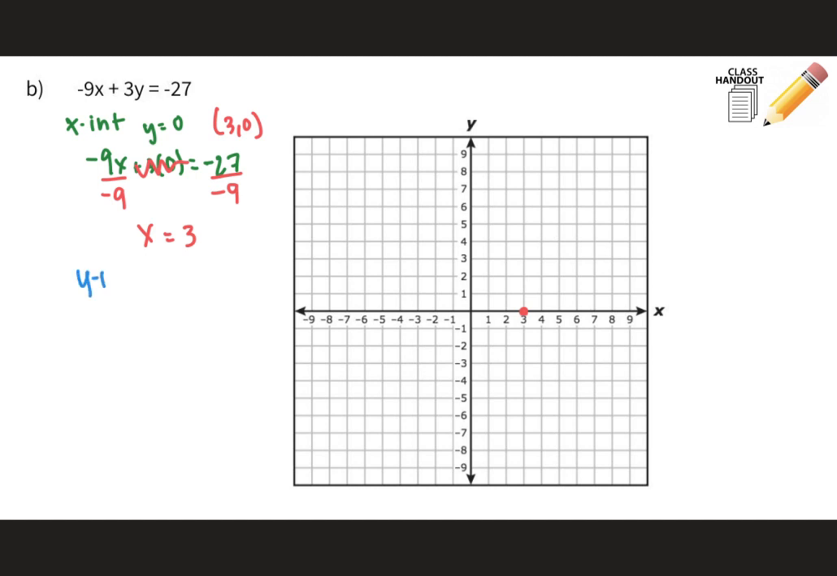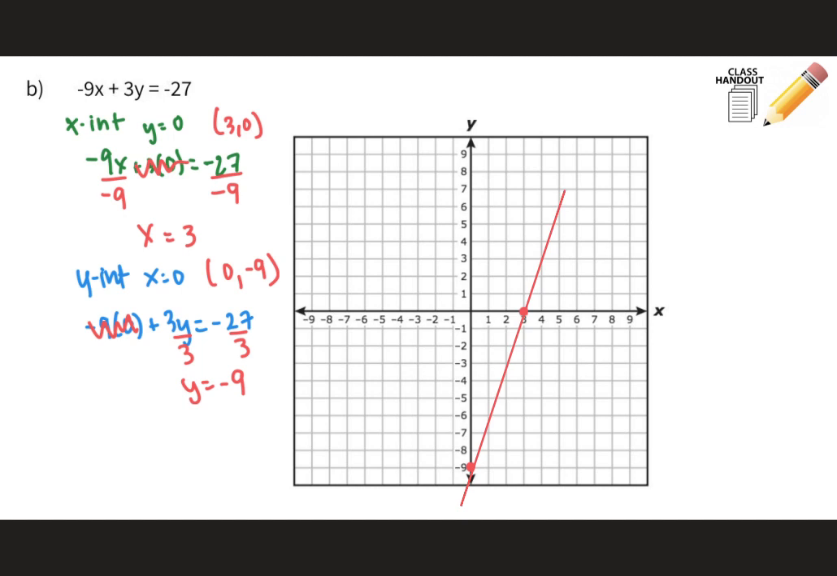And then to find my y-intercept, we're going to plug in x equals 0. So negative 9 times 0 plus 3y is equal to negative 27. And 9 times 0 is just 0. So I'm going to divide by 3. Negative 27 divided by 3 is negative 9. So my y-intercept is going to be 0, negative 9. And then we can go ahead and draw our line.